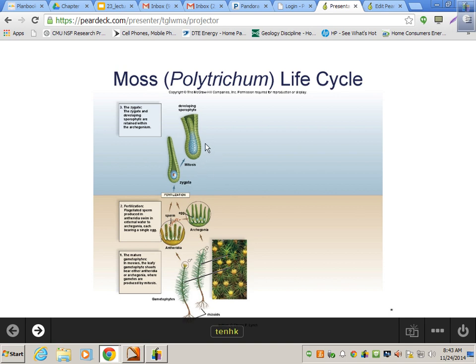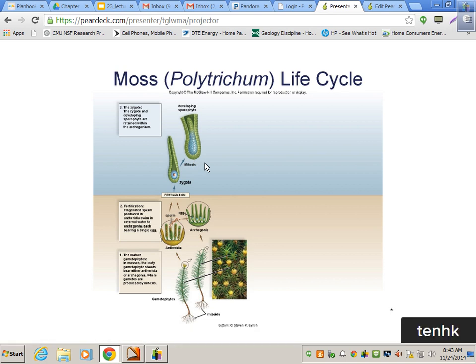Eventually, this is going to develop. Now, this will start to develop into that sporophyte. And I got to blow up my screen. Can you guys see that on your screen, I hope? Okay.